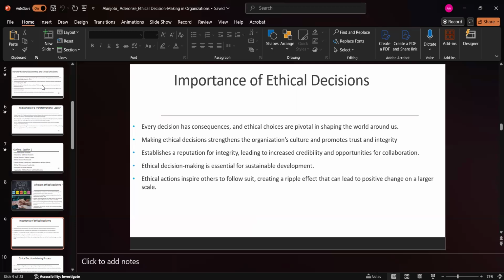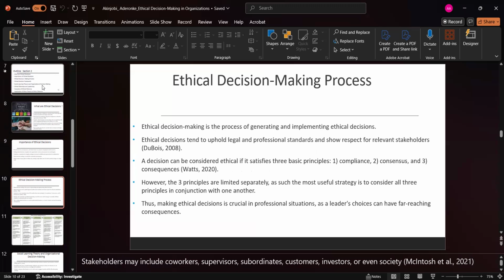Making ethical decisions strengthens the organizational culture and promotes trust and integrity. Also, ethical decisions can give an organization a reputation for integrity and, of course, increase opportunities for collaboration. Ethical actions inspire others to follow suit, creating a ripple effect that can lead to possible changes on a larger scale.